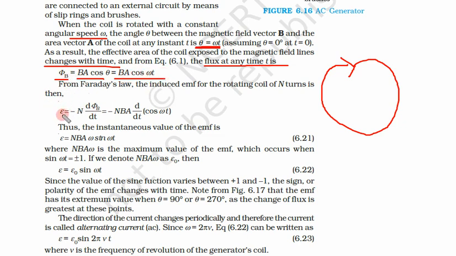Now what is the formula of epsilon? Epsilon is equal to minus d phi B upon dt. Suppose there are n turns in the coil. So what we get? N times the value of phi B. So let us differentiate. We have this n outside. From this formula we are differentiating. B, magnetic field, is also constant. Area is constant. What is changing is the angle, because coil area is not changing.